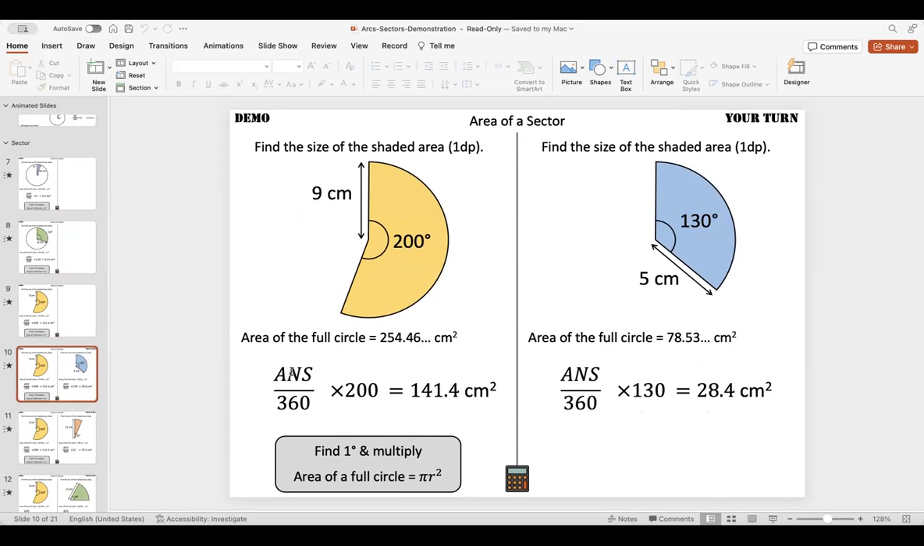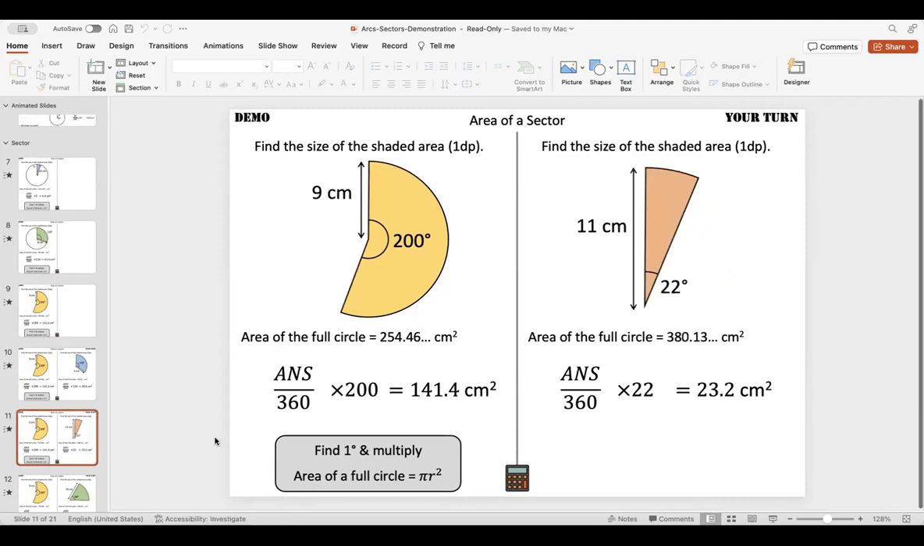And this other one too, it's going to be 200 divided by 360 times 254. That gives you 141. That's the area of that sector. So don't forget that the area of a circle is pi times radius squared.